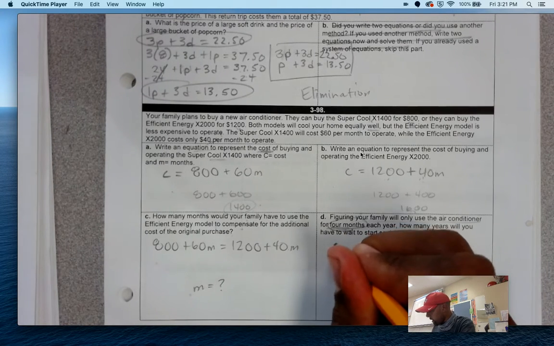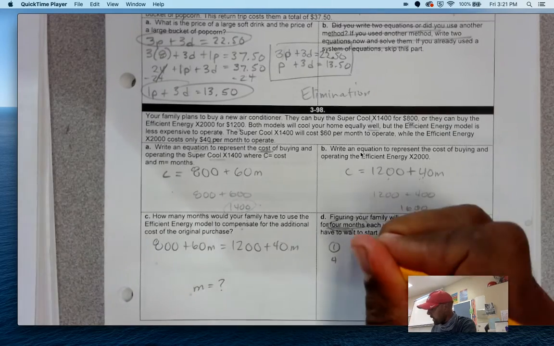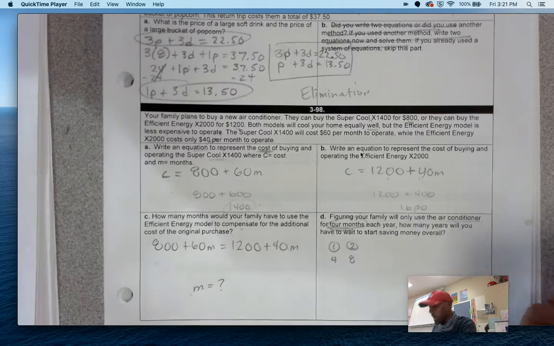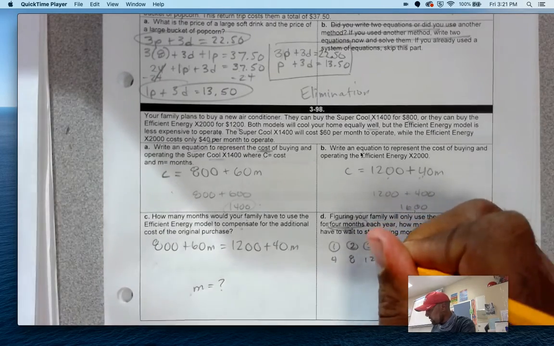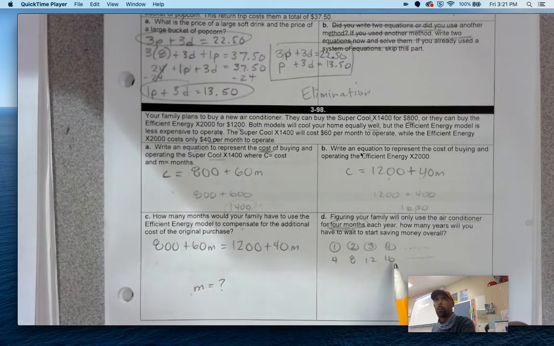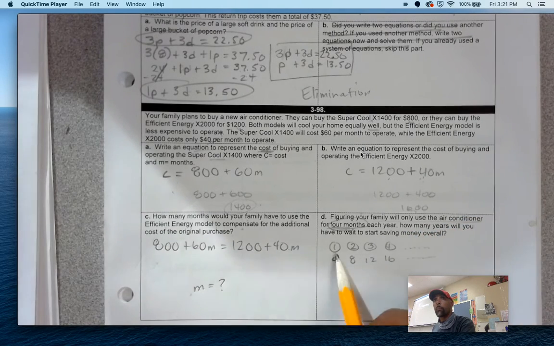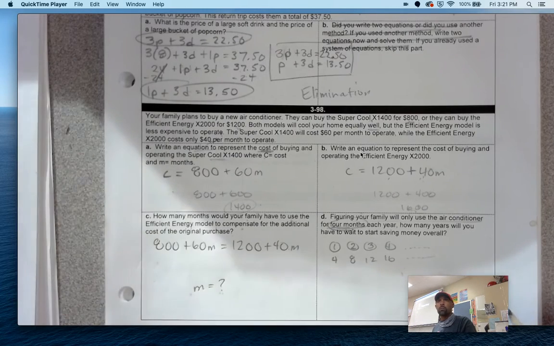In other words, after 1 year, you're going to use it for 4 months. After 2 years, you're going to use it for 8 months. After 3 years, you're going to use it for 12 months. After 4 years, you're going to use it for 16 months, and so on. Right? So, knowing how many months it's going to take, how many years will it take until you actually start to save money? Because summer is really the only time that we use the air conditioning.